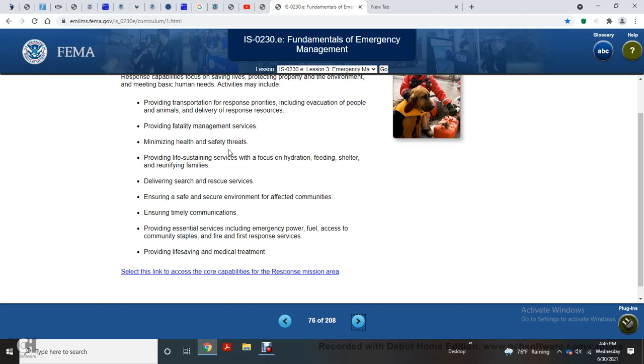Ensuring safety, security, and environmental protection for affected communities, ensuring timely communication, and providing essential services including emergency power, fuel, and access to community staples. Also providing fire and first response services and life-saving medical treatment.